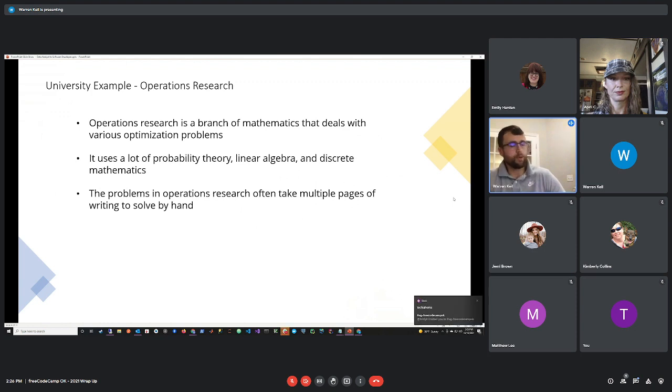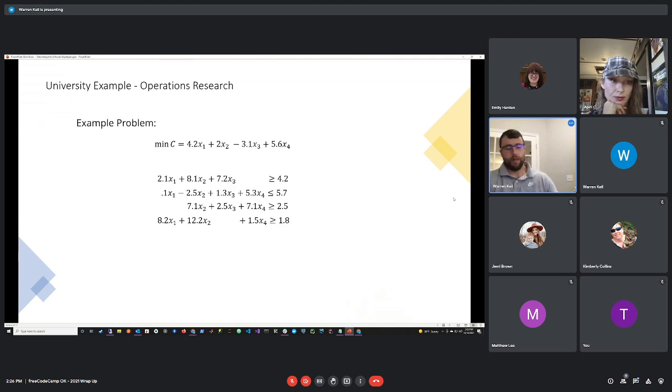While I was doing my applied math degree, I took operations research. Operations research is one of the main courses in any applied math program. It deals with optimization. It uses a lot of probability theory, linear algebra, and other discrete math. A lot of OR problems are pretty hard to solve; they take multiple pages. We weren't required to code, but since I was coding as much as I could in grad school, I found out that coding greatly went along with operations research.